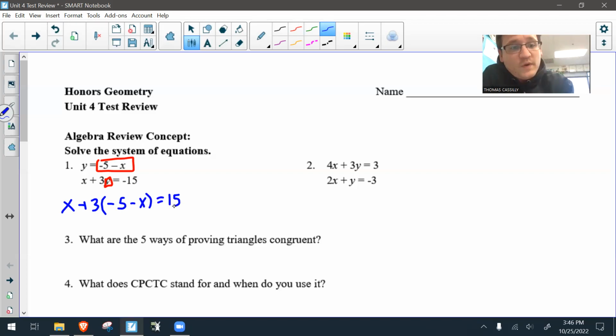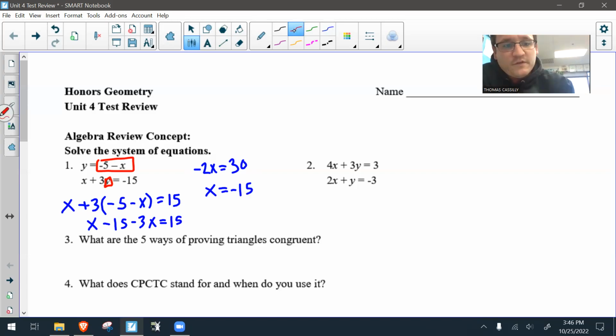Right, so now we have a second equation that only has x's, no y's, and that's kind of what we want. So now let's just go through standard solving. We're going to have x minus 15 minus 3x equals positive 15. If we move some stuff around, we are going to have negative 2x equals 30. Okay, and then divide both sides by that -2. You're going to have x equals negative 15.